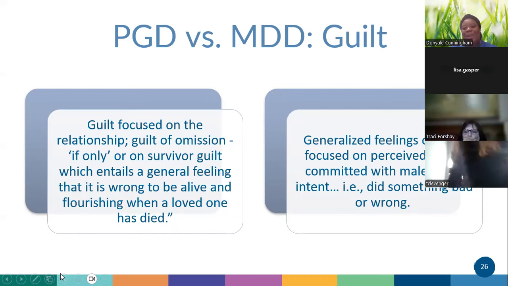All right, guys. Well, that first one there, guilt focused on relationships, guilt of omission, the "if only," that is prolonged grief disorder. And then, of course, the other one is major depressive disorder: generalized feeling of guilt, focused on perceived deeds committed with malevolent intent, "I did something wrong or I did something bad."